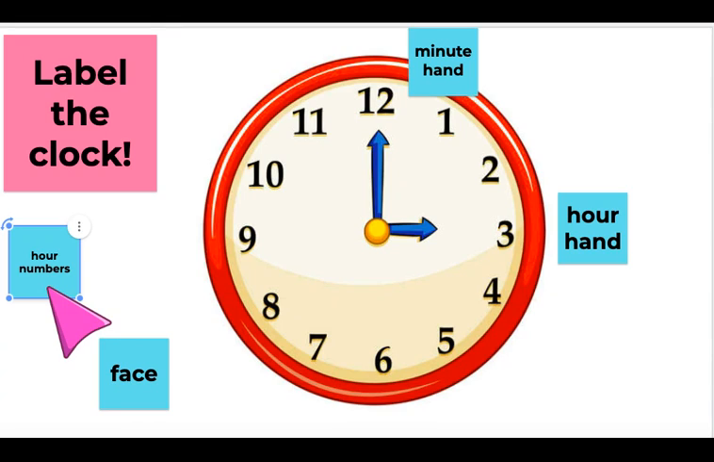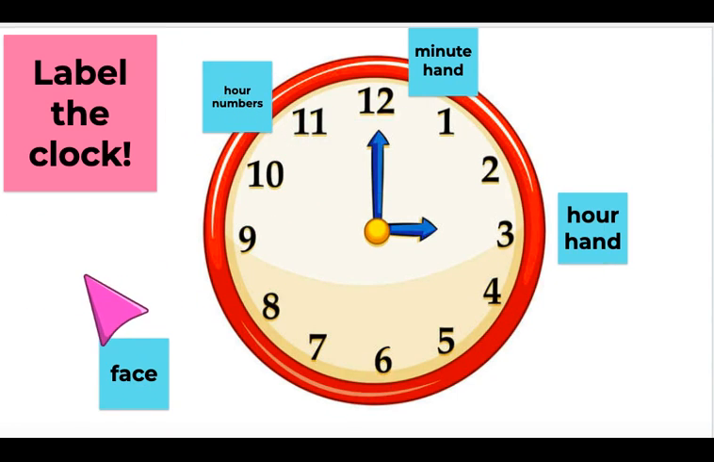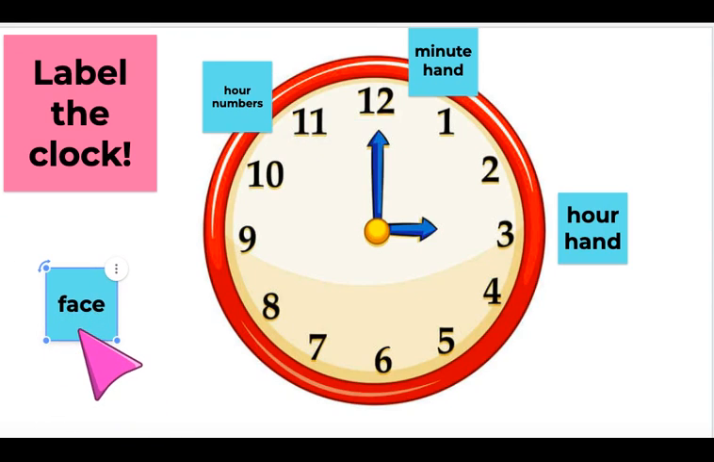What part of the clock do you think that is? The numbers. You got it. The big numbers on a clock are the hour numbers because they tell you what hour it is. Last but not least is the clock face. What do you think the clock face is?